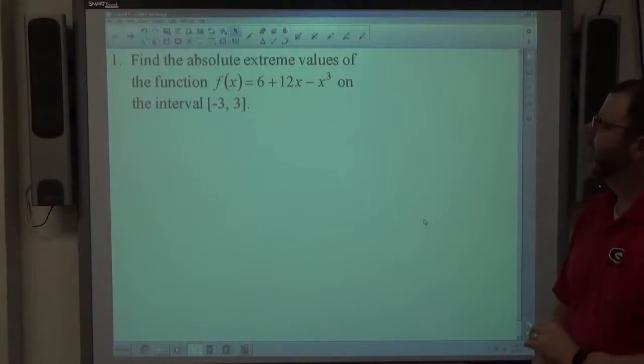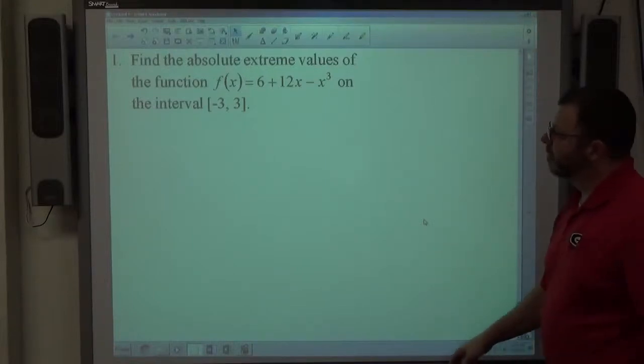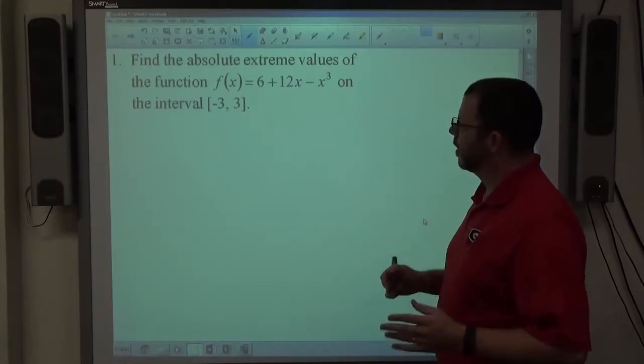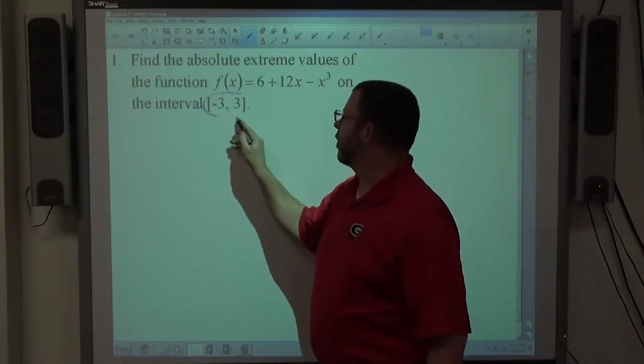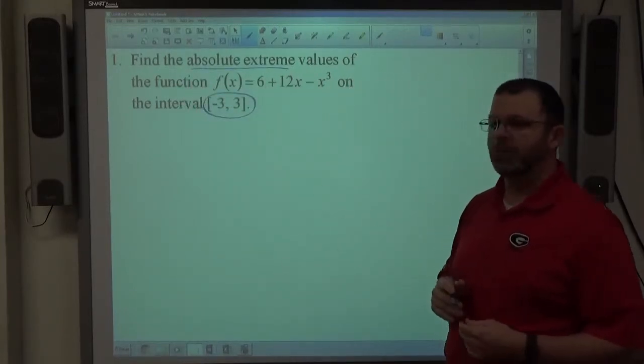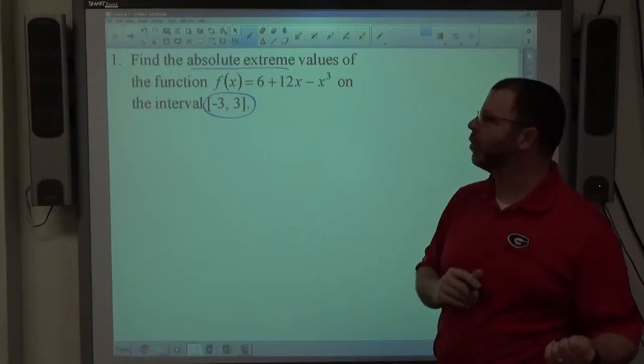All right, the first problem on your test: find the absolute extreme values of the function f of x equals 6 plus 12x minus x cubed on the interval from -3 to 3. When they give us a closed interval, they're asking us for the absolute extremes, which means the absolute max and absolute min, the absolutely highest and absolutely lowest values.